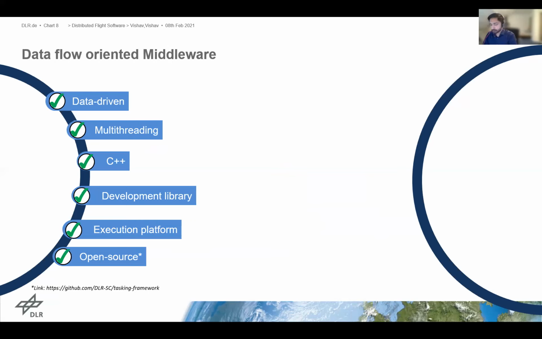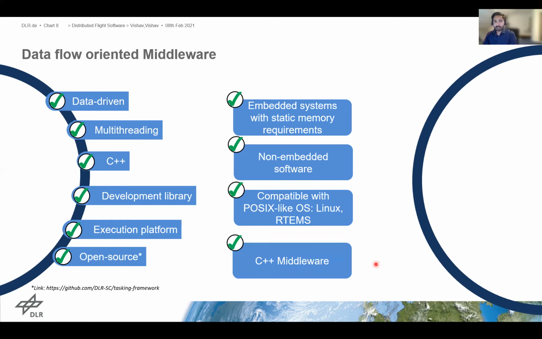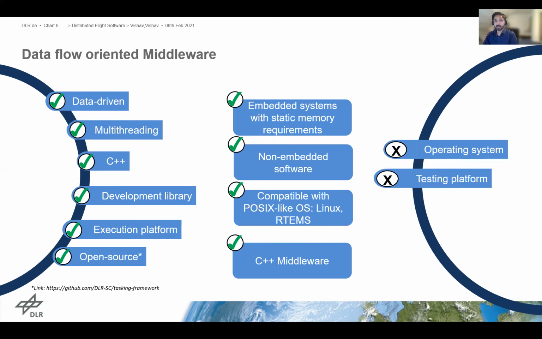Some of the features of Tasking Framework are to make an embedded system with static memory requirements, and to develop a known embedded system like a prototype. The middleware is compatible with POSIX-like operating systems like Linux and Artemis, and it's a C++ middleware. However, it should be noted that Tasking Framework is not an operating system, and it cannot be considered a testing platform.